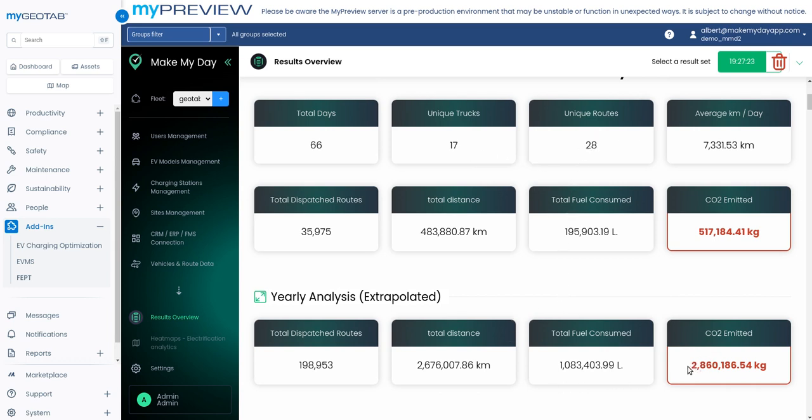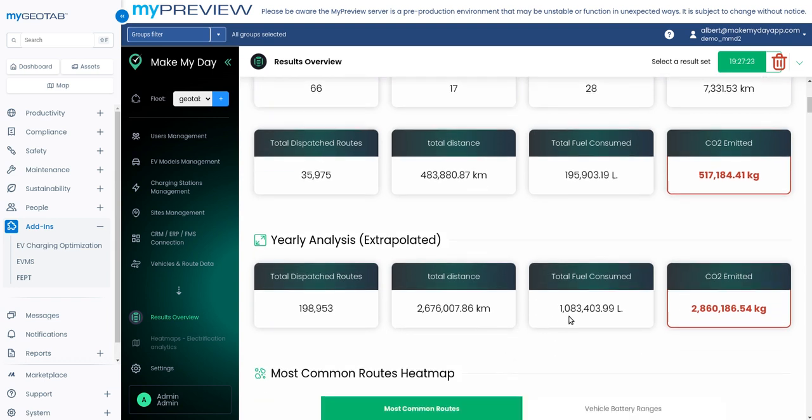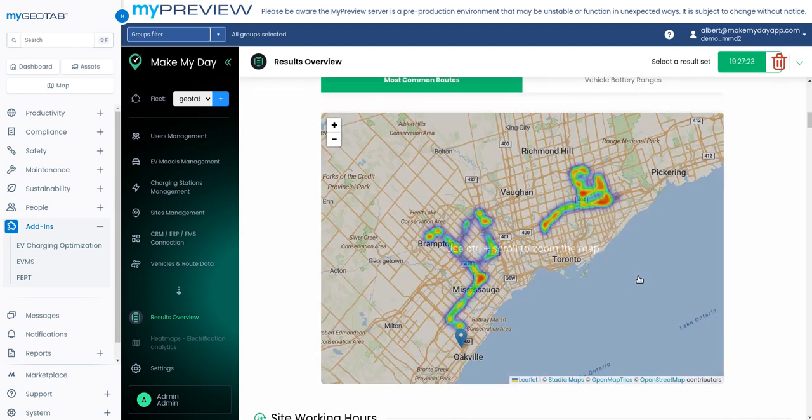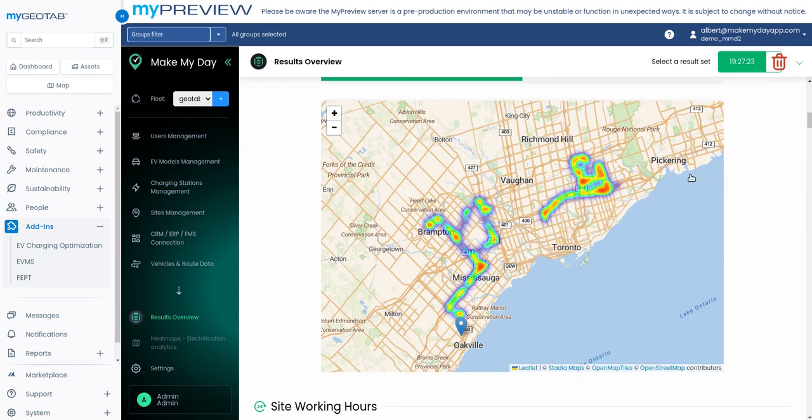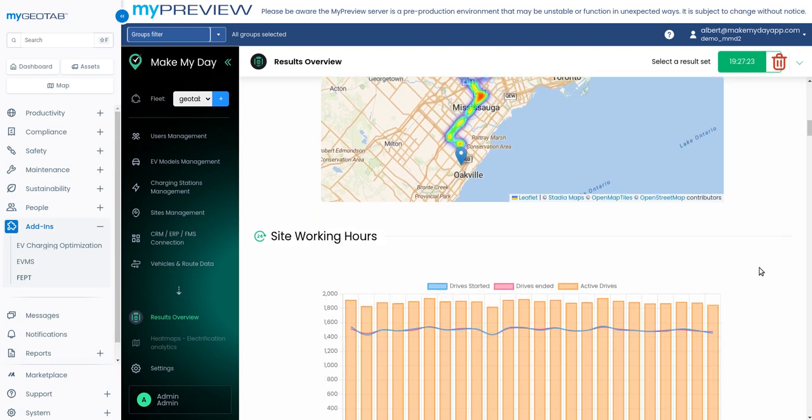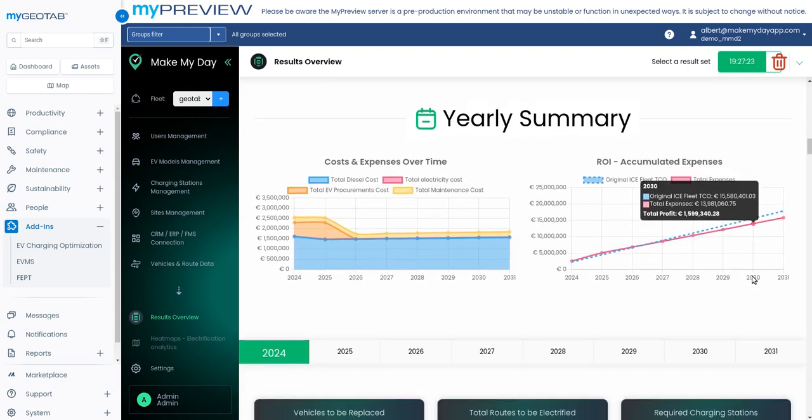We can see that in a year we're going to have like 2.8 million kilograms of CO2 emitted, and we are talking about using 1 million liters of fuel and 2.6 million kilometers driven. We can see the different fleet behavior, where the vehicles are driving around the depot or the back office. And then we start to see the insights.